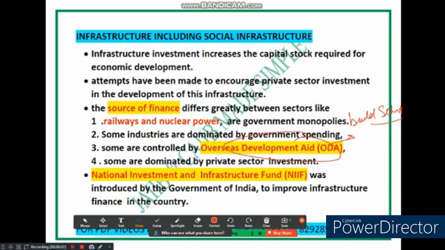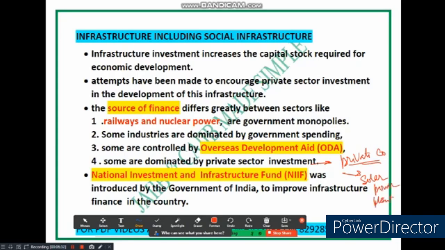Now let's see the next point, that we have, private sector investment domination. Basically in certain sectors such as telecommunication or renewable energy, private companies invest their own capital to develop infrastructure. Let's take an example. A private company may invest in a solar power plant and sell the generated electricity to the government or consumers.